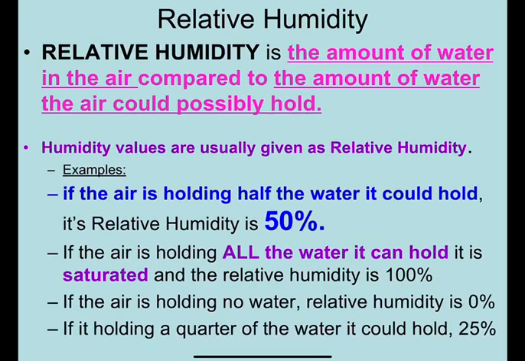Now, let's think about this. If the air is saturated and the relative humidity is 100%, it's probably raining outside. After all, the air can hold no more water and the water has to go somewhere. If the air is holding no water and the relative humidity is 0%, well, we're probably not going to have any rain. Actually, there's a 0% chance of rain. But on a day when the relative humidity is 50%, you might feel it a little bit when you're outside running.